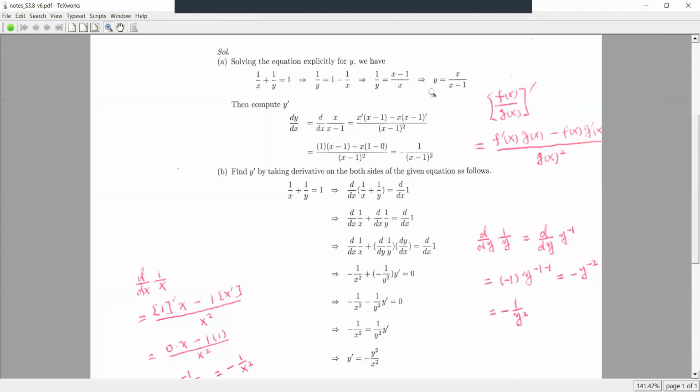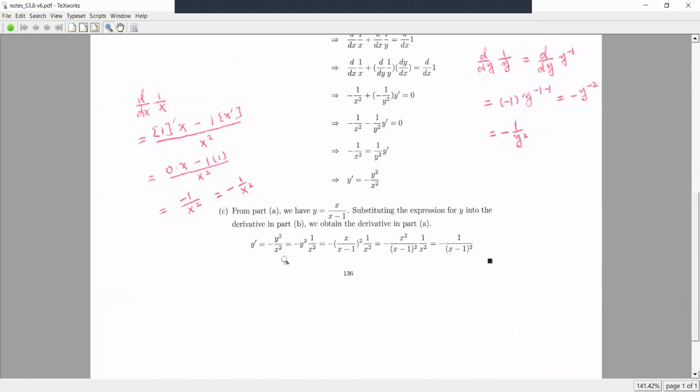From part A, we saw that y depends on x in this way. y is equal to x over x minus 1. Now, plug in this expression in the y here. This is the derivative obtained from part B. Write y squared over x squared as y squared times 1 over x squared. Now, plug in the function in y. Then we have this equation.